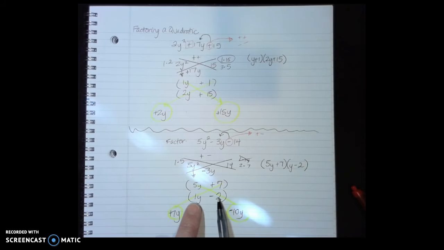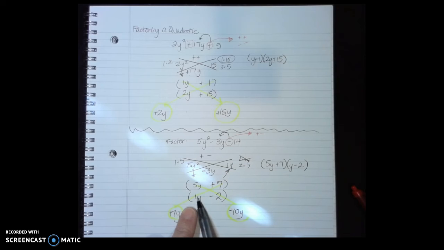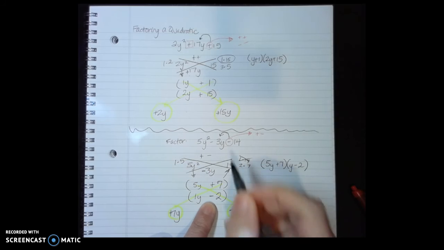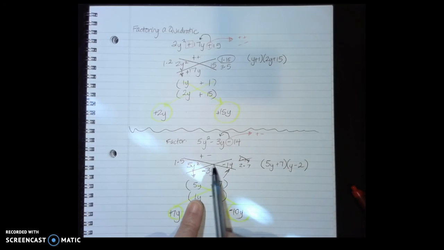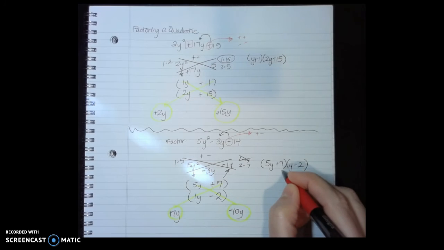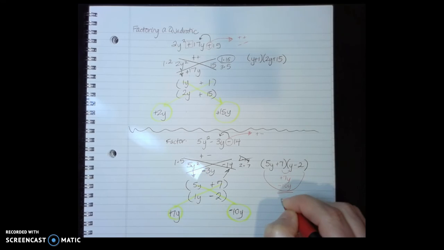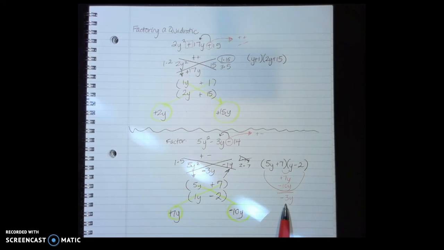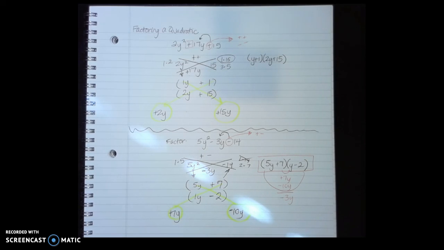Now, like I said, we need to do a quick eyeball check. Do I have my insides and my outsides? So 1y times 5y is 5y squared. Negative 2 times positive 7 is negative 14. Okay, that's right. So let's make sure we make this middle. I'm going to check my insides and my outsides, and I'm hoping that that makes a negative 3, and it does. So my factors are ready to go: 5y plus 7 times y minus 2.